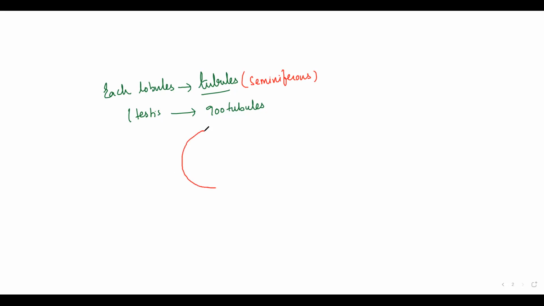If you look at these seminiferous tubules, children, for instance, if this is the cross section of your seminiferous tubule, it is lined by cuboidal germinal epithelial tissue. Cuboidal germinal epithelium.